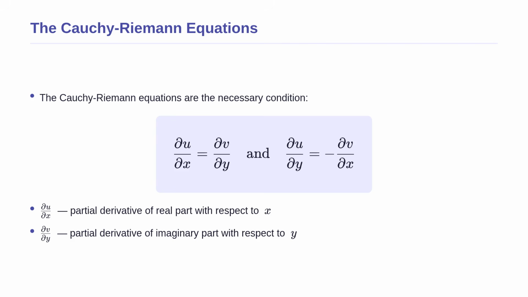This brings us to the absolute bare minimum requirement for a complex function to be differentiable: the Cauchy-Riemann equations. These equations guarantee that the slope from the horizontal path matches the slope from the vertical path. The first equation states that the partial derivative of u with respect to x must exactly equal the partial derivative of v with respect to y. The second equation states that the partial derivative of u with respect to y must be the exact opposite of the partial derivative of v with respect to x. If a function fails these matching rules even slightly, it cannot be differentiable.